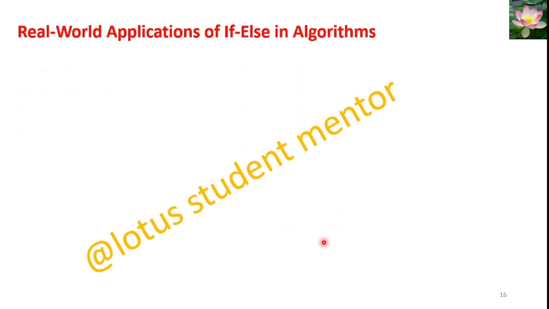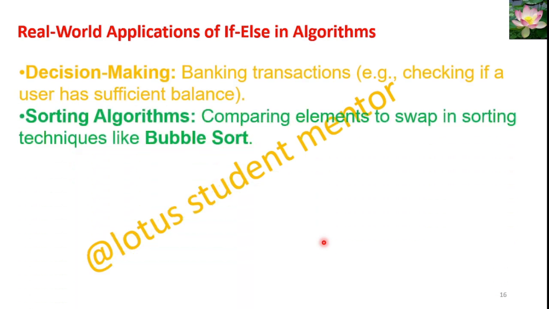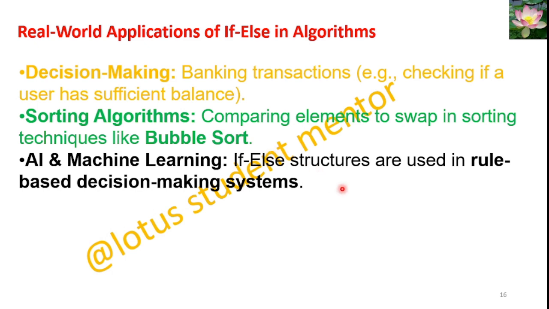Let us take the real world applications of if-else in algorithms. Number one, decision making, that is for bank transactions. And second one is sorting algorithms, that is bubble sort and so on. And finally, AI and machine learning. If-else structures are used in rules-based decision making systems. These are the real world applications of if-else in algorithms.